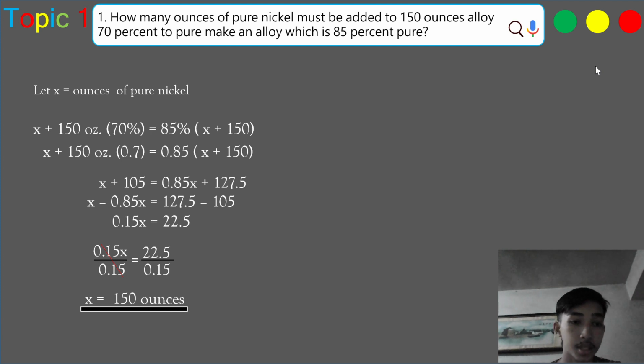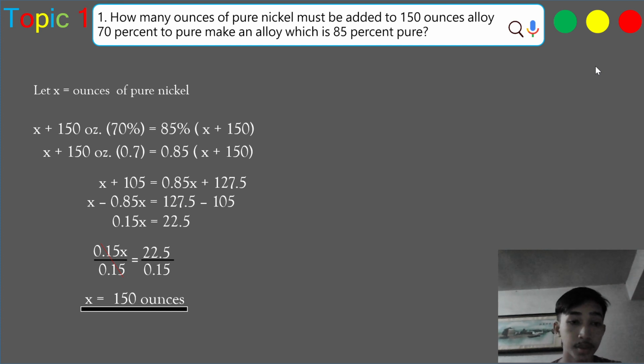We multiply the number outside the parentheses. So the answer will be 105 because 150 times 0.7 is equal to 105. And 0.85 times x is equal to 0.85x, and 0.85 times 150 is equal to 127.5.